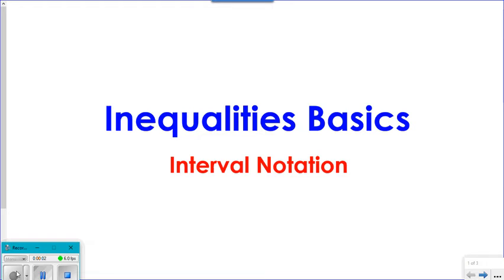In this video, we're going to look at interval notation, which is another way of representing the solution to an inequality. And keep in mind that when we solve equations, our solution was just one specific or two specific numbers. But when we solve an inequality, as we saw when we graph them, we're talking about a whole range of numbers. And an interval is another way that we can express that range of values.